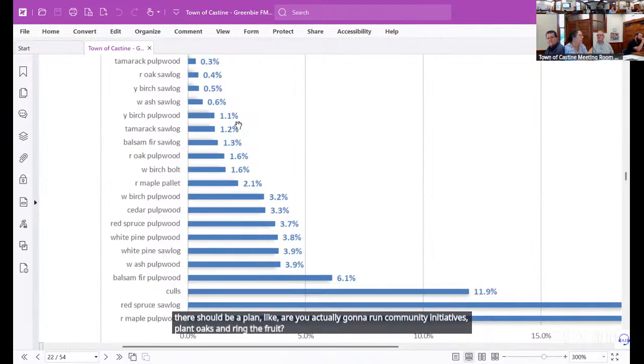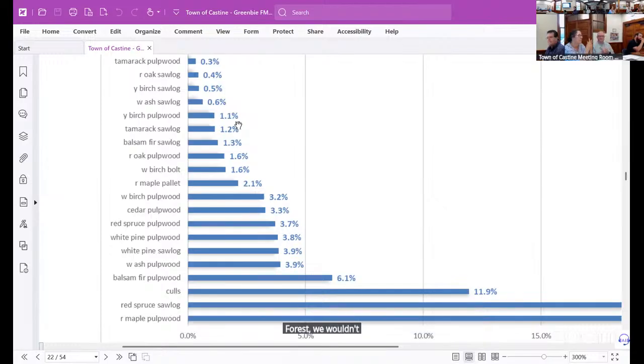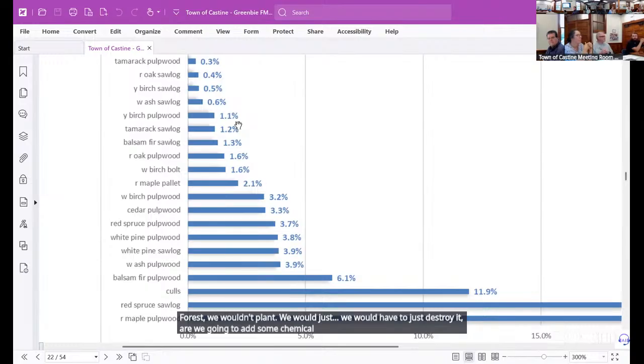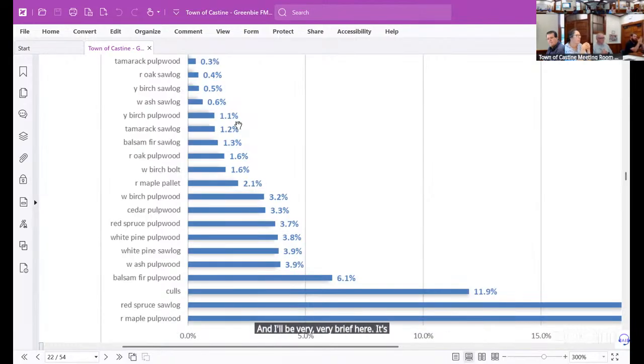Typically in the forest, we wouldn't plant. We would have to decide, are we going to add some chemicals to the stumps, or what are we going to do? Or for another example without chemicals, just thinking how I would build that one, I'll be very brief here: you do a different time of year selection.